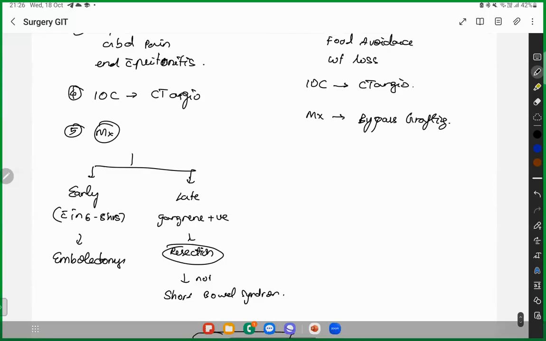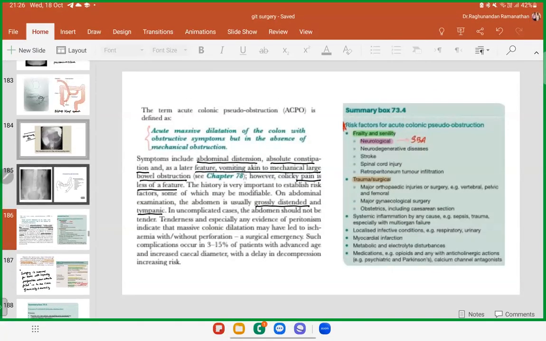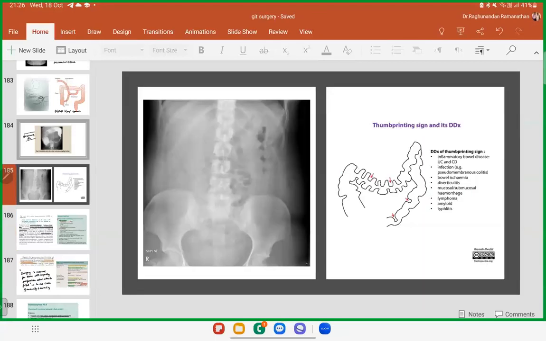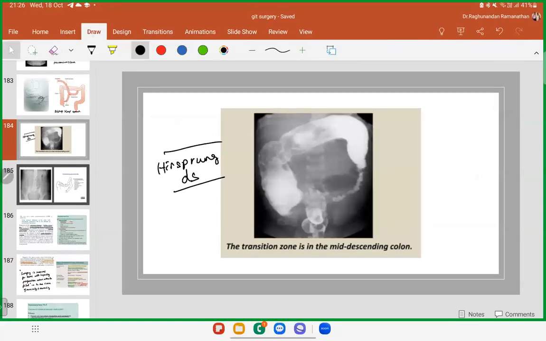Now let me show you certain images that will make it clear. Before ending, see here, this is the mesenteric ischemia image, and this is going to be Hirschsprung disease. Can you see here? This is going to be your proximal area, and this is going to be your distal area.